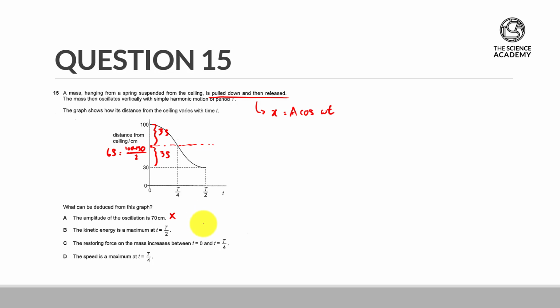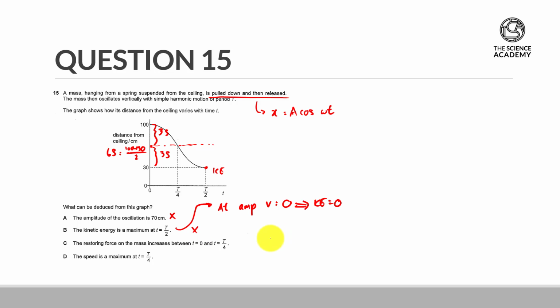For part B, the question tells us that the kinetic energy is maximum at T over 2. And we should know by now, for simple harmonic motion, at the amplitudes, the velocity is going to be equal to 0, and therefore, the KE is also equal to 0. Because at T over 2, the spring mass system is at the negative amplitude, this means that the KE is 0 at this instant, and therefore option B is also out.